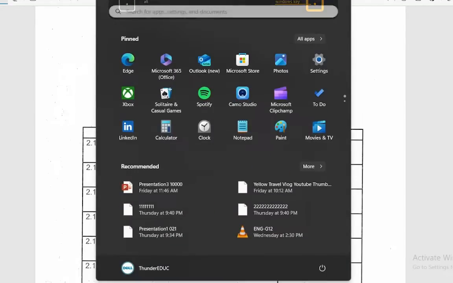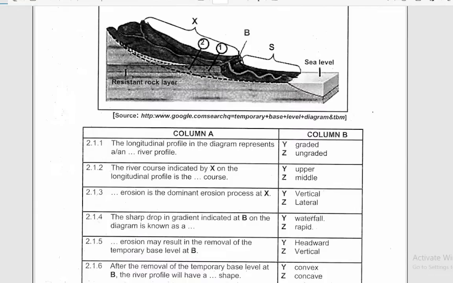If we are to relate to river profiles, this qualifies to be an ungraded profile, which is Z. Ungraded, we are saying the river does not have a smooth concave shape from its origin until it reaches its mouth. So it's ungraded. The river course indicated by X on the longitudinal profile is in which course? By X you can see from this starting point until somewhere there. So predominantly it's in the upper course.